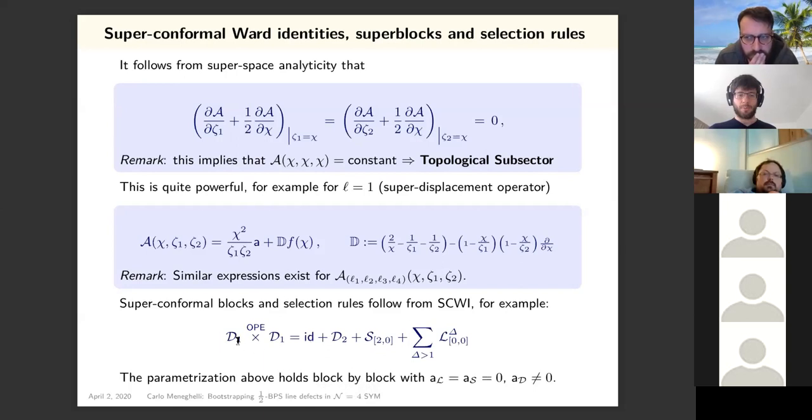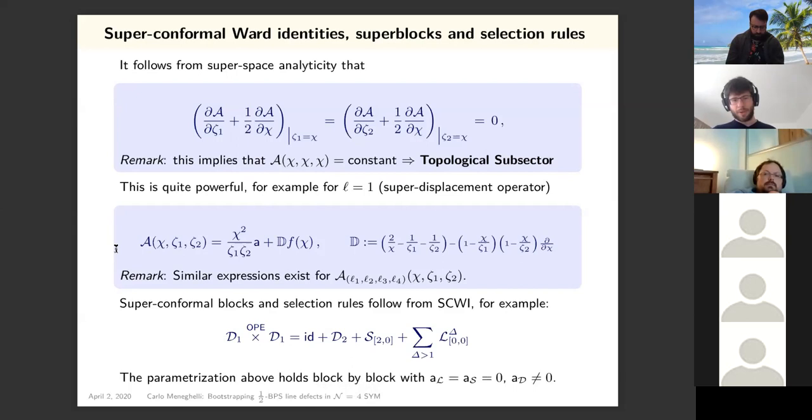So the OPE of two displacement operators can contain the identity operator, an operator with dimension two, like phi squared, then some short operators and long operators which are in the singlet of SO(5).